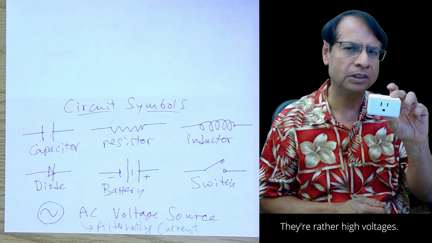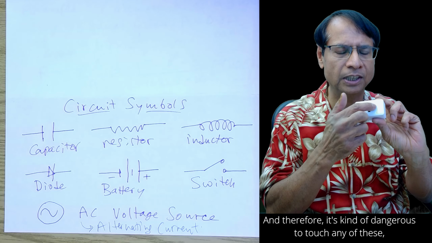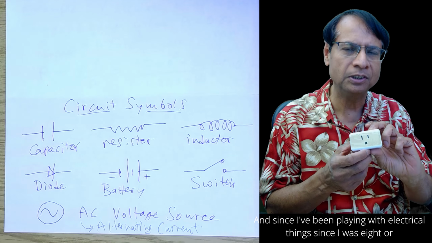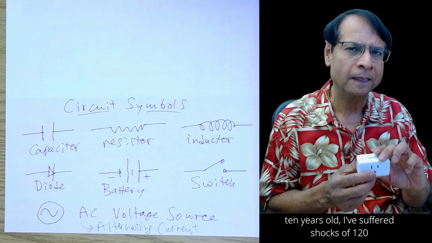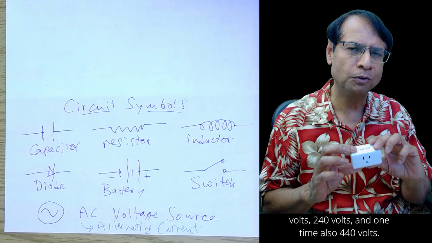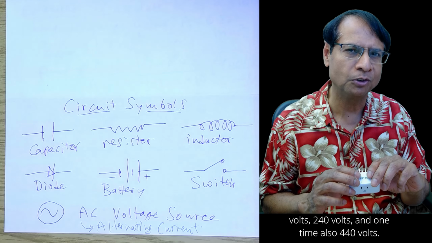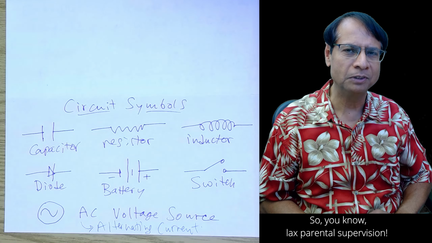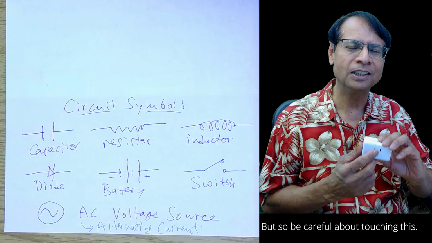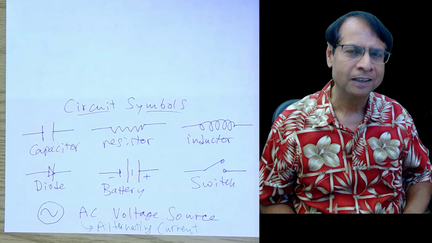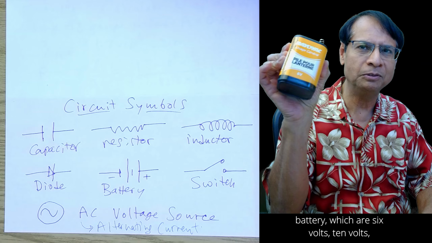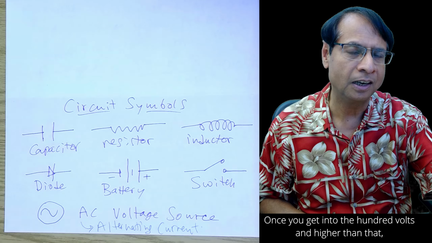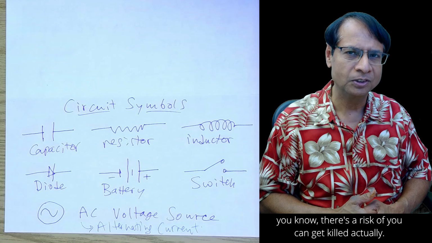They're at rather high voltages, and therefore it's kind of dangerous to touch any of these if you don't know what you're doing. So this is at 120 volts, and since I've been playing with electrical things since I was 8 or 10 years old, I've suffered shocks of 120 volts, 240 volts, and one time also 440 volts. I've been in the emergency room for electric shock, actually. So, lacks parental supervision. But be careful about touching this. Don't repeat what I did. Don't end up in the ER. Once you get past things like these benign batteries, which are 6 volts, 10 volts, 3 volts and stuff like that, once you get into the 100 volts and higher than that, there is a risk you can get killed, actually.